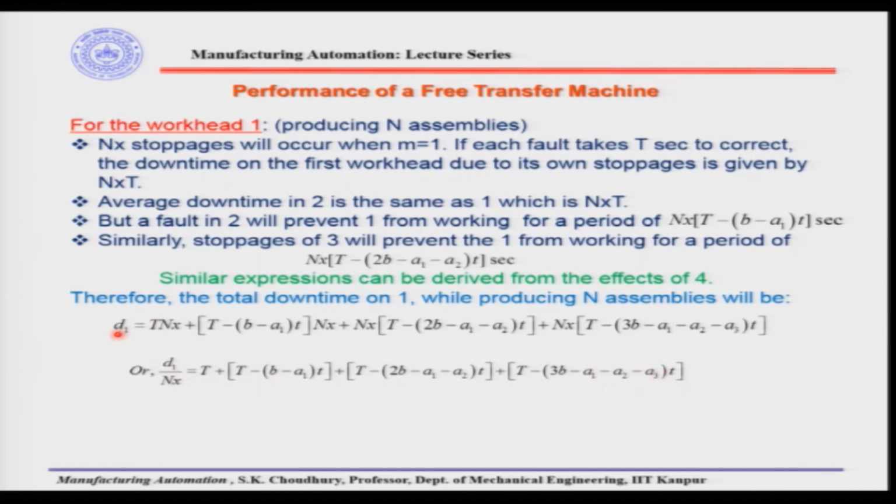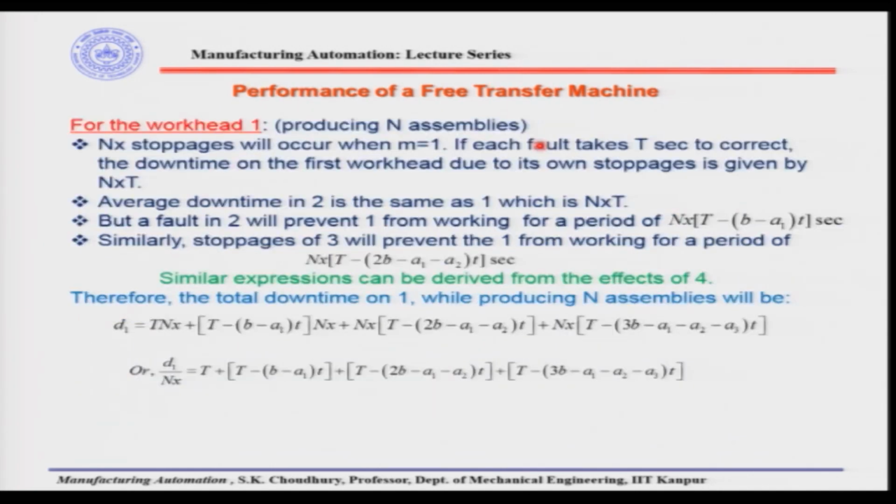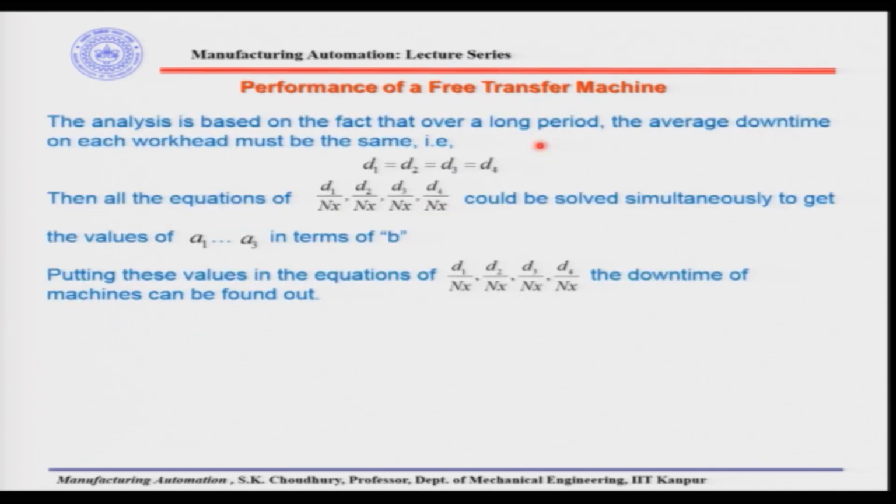Now, this expression is for workhead number 1, this is the downtime of workhead number 1. Similarly, we can find out the downtime for workhead number 2, for workhead number 3, and for workhead number 4. So, we can have d1 by nx, d2 by nx, d3 by nx and d4 by nx equations, same as we have done for d1 by nx.